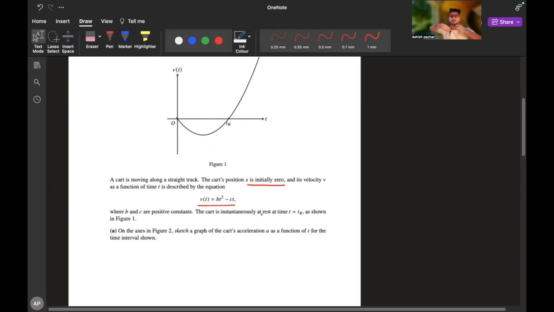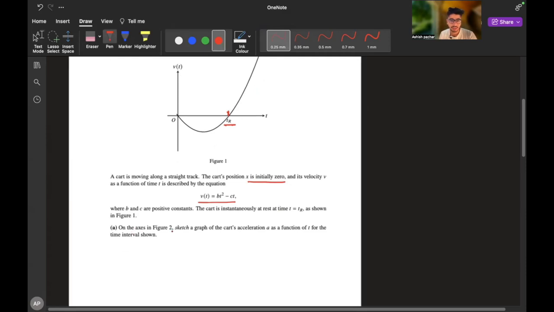As you can see in the question, the velocity at the time t_r is basically zero at that point. As shown in figure 1, on the axes of figure 2, sketch a graph of the cart acceleration as a function of time for the time interval as they have shown. Okay.